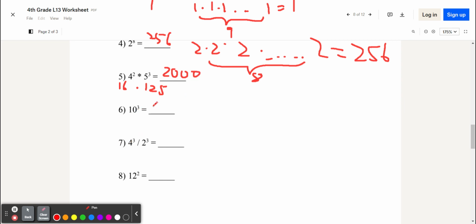This is 10 to the power of 3. 10 to the power of some number will be a 1 with that many zeros. So this is 10 to the power of 3, so we'll have 3 zeros after it.